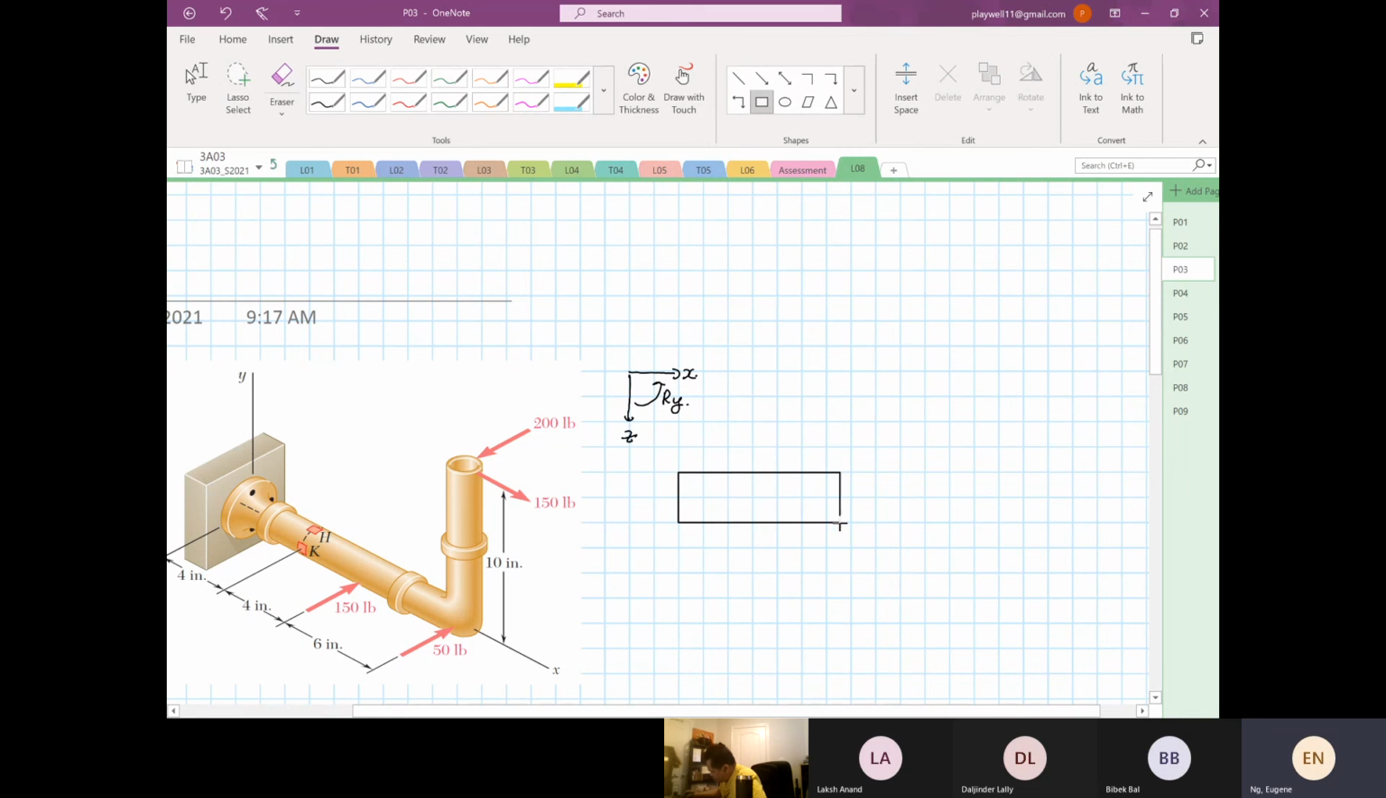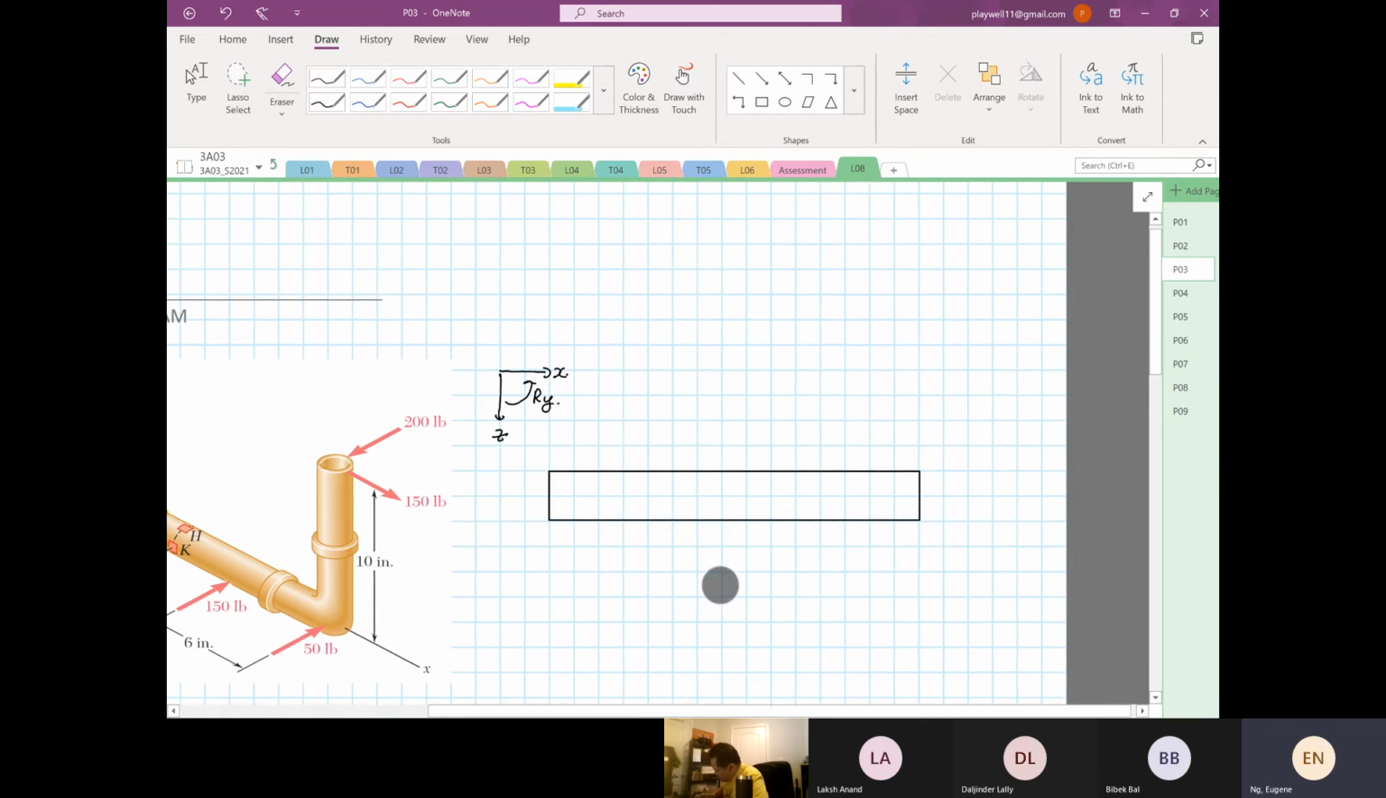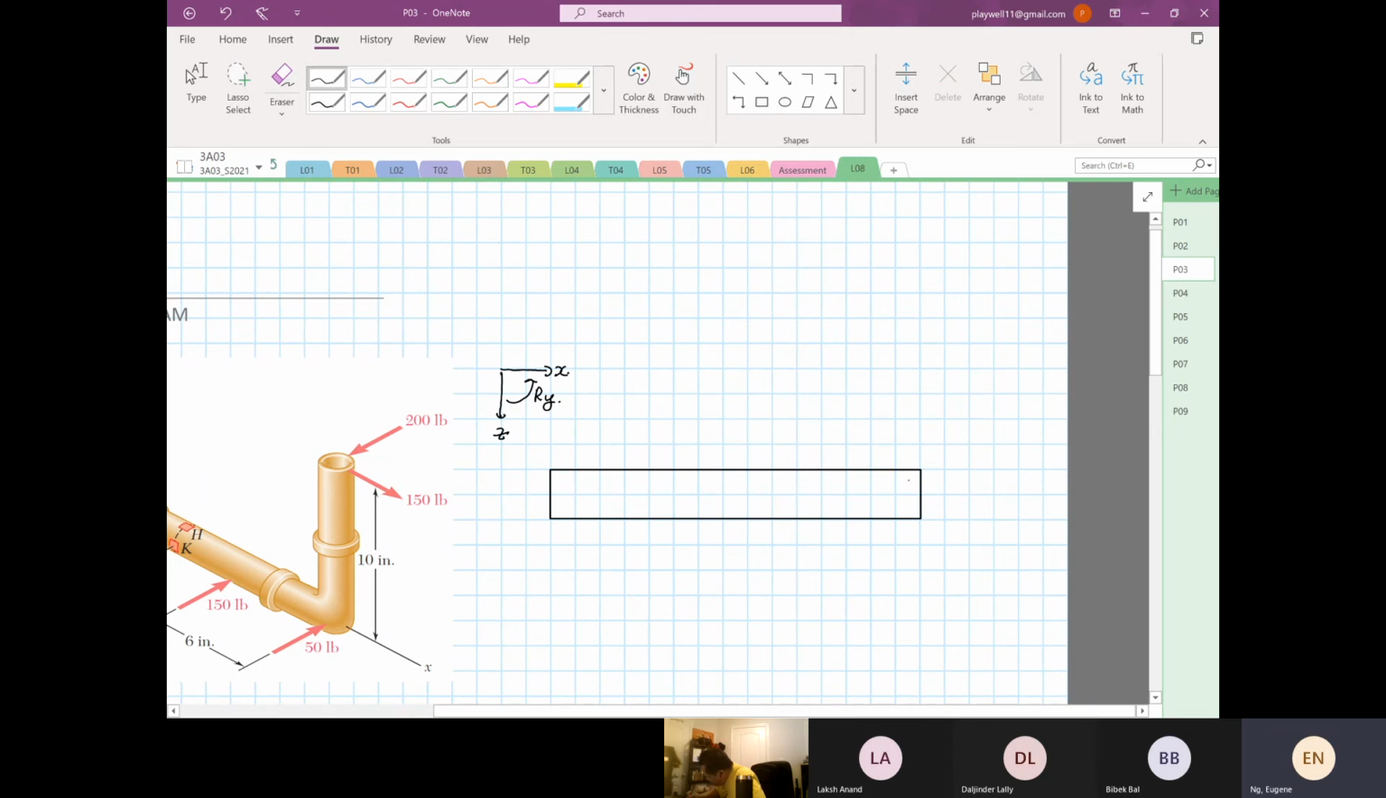So 4, 4, 4, 6. Okay, and this is our shaft. And this is, again, the plan view. So this is the round bit on the top. Then follow the same rules. Draw the position of your neutral axis. So this is your neutral axis.